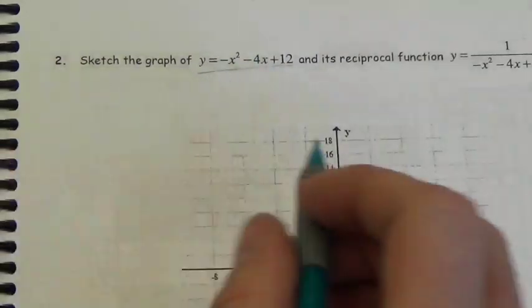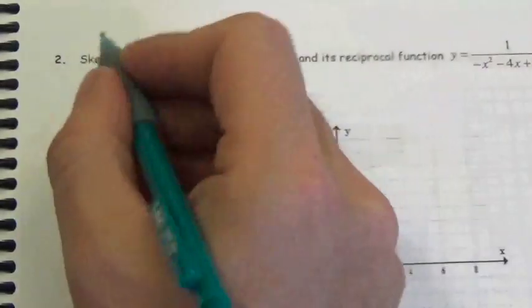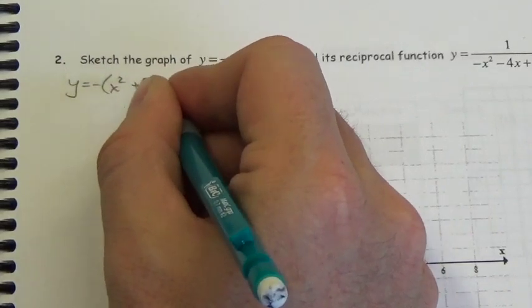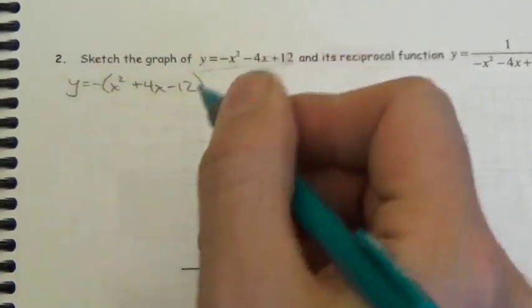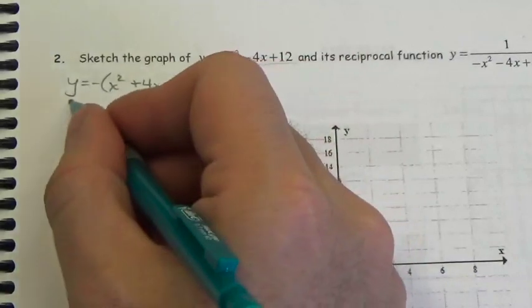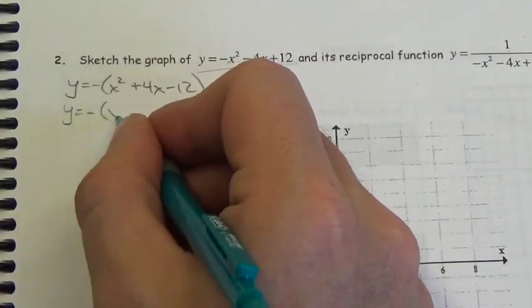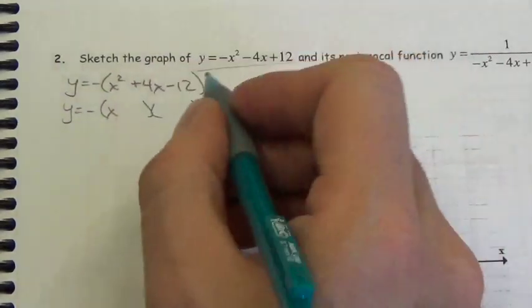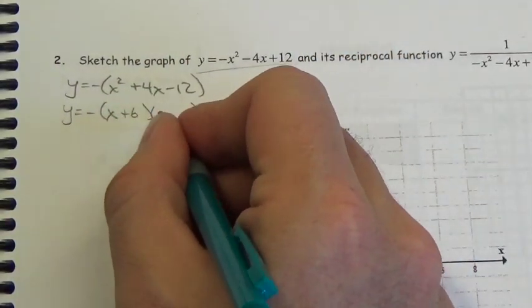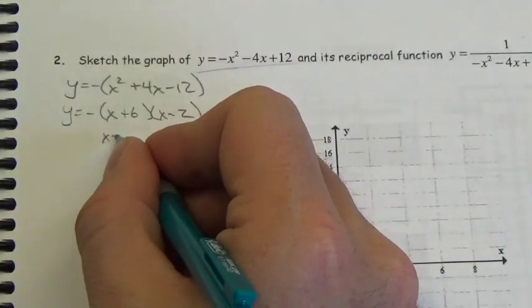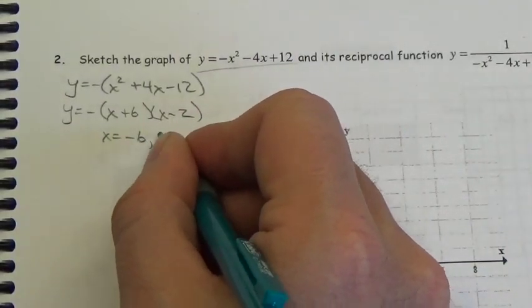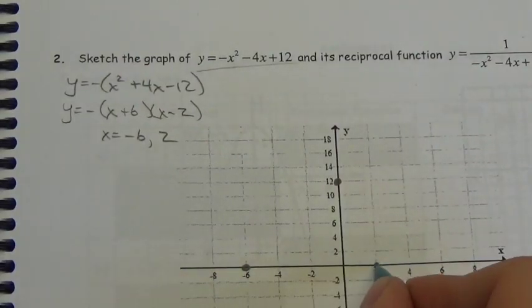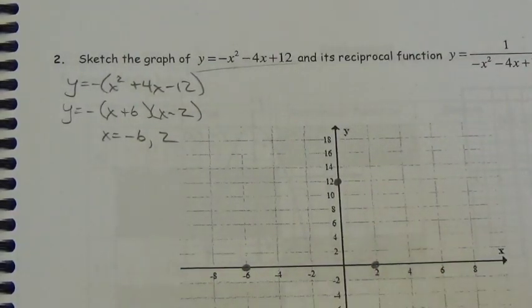Now, what I want to do here is a couple things. First of all, I'm going to factor out the negative. Okay, and then we're going to factor this. So factors of negative 12 that add to 4, well, we're going to get positive 6 and negative 2. And so we're going to get x-intercepts at negative 6 and positive 2. So x-intercept here at negative 6, x-intercept there at positive 2.